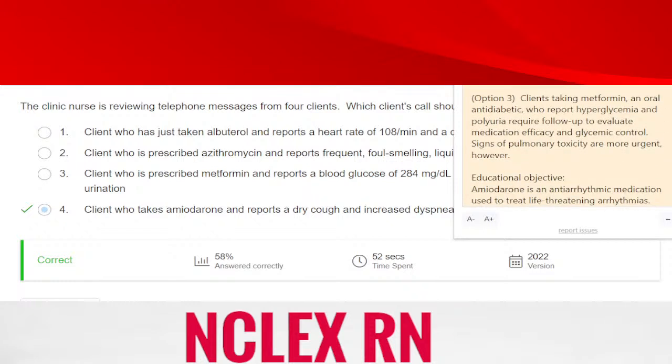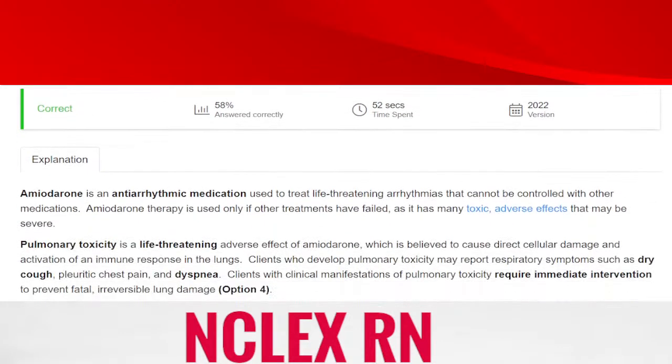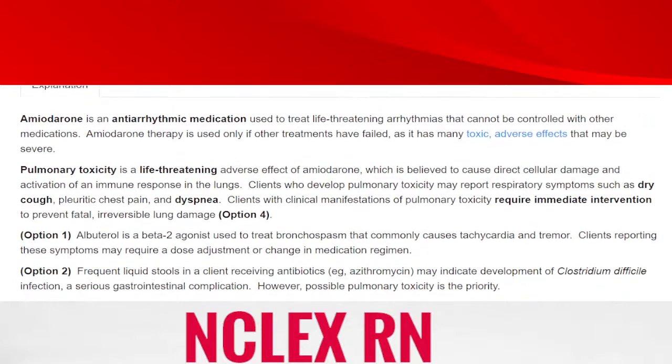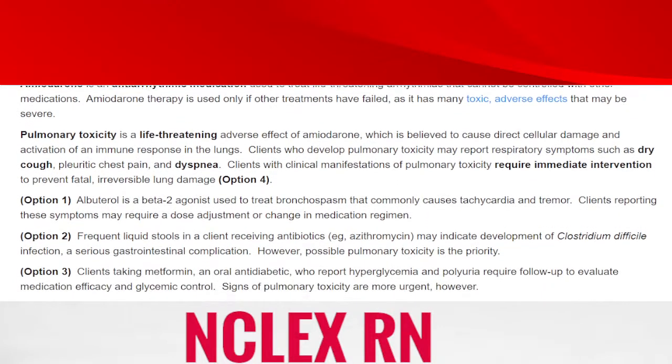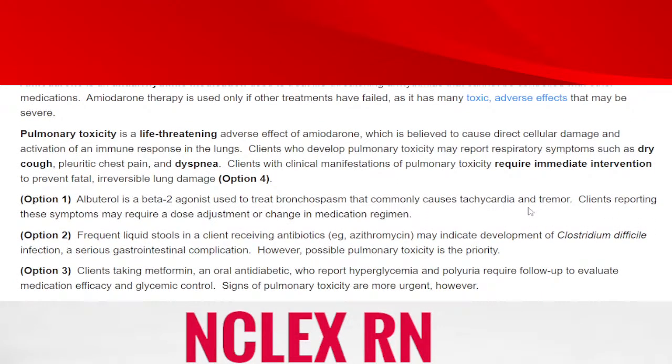However, possible pulmonary toxicity is the priority. Option 3. Clients taking metformin, an oral antidiabetic, who report hyperglycemia and polyuria require follow-up to evaluate medication efficacy and glycemic control. Signs of pulmonary toxicity are more urgent, however.